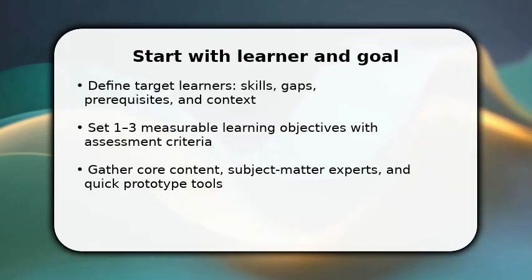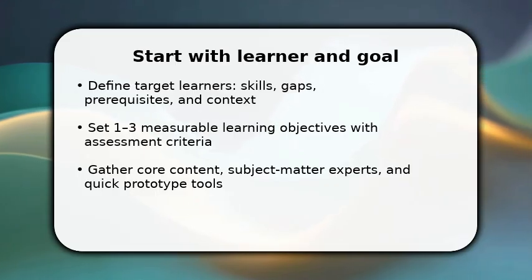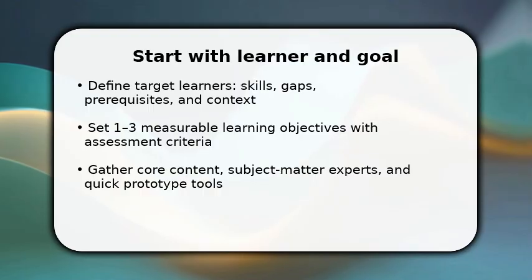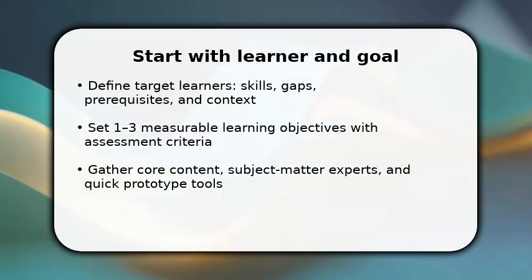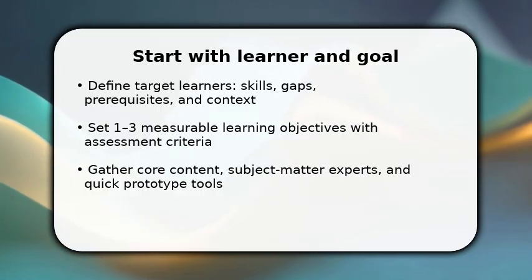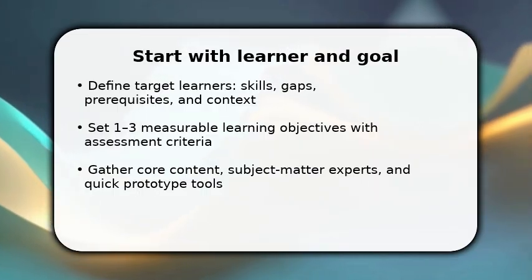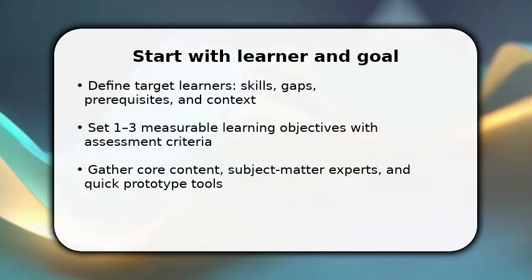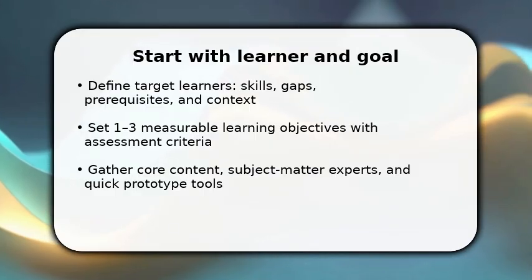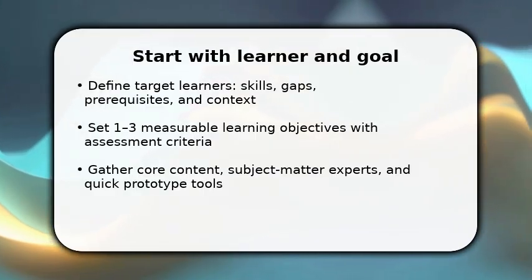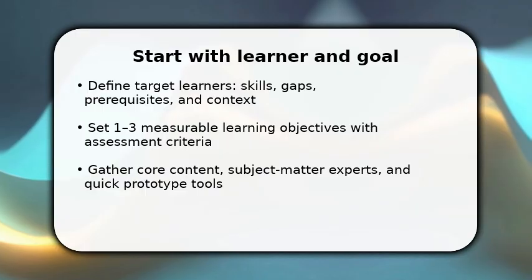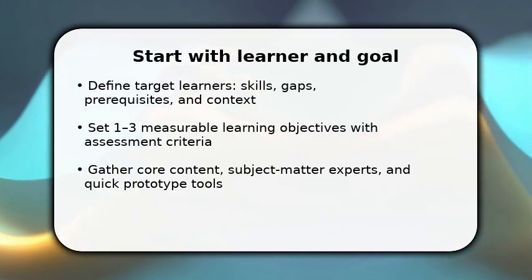You begin by pinpointing who will learn and what measurable change you expect. This drives every design choice. Once done, map 3 objectives tied to assessments so you can test effectiveness. Make sure to collect core content and 1 SME to validate accuracy, then choose a rapid prototype format like a 1-hour module. This first actionable step prevents wasted work and focuses iterations on real learner needs rather than assumptions.